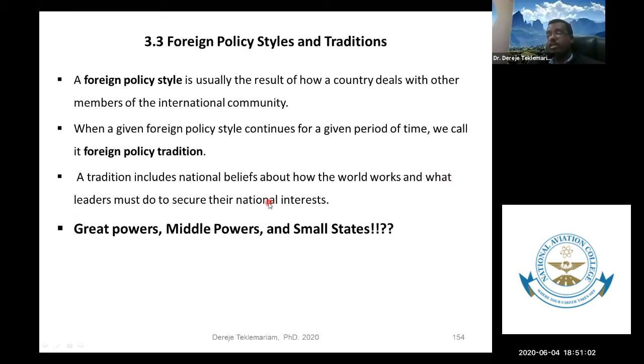So ultimately, the question of all this discussion, the question of just having a certain acceptable level of policy style and tradition is what? Is just to secure national interests. What type of foreign policy style and foreign policy tradition will be helpful for, let's say, our country to secure our national interests? That's a very, very important thing.